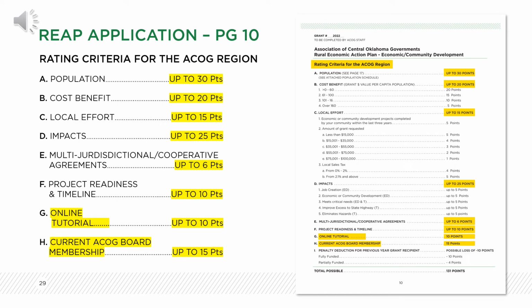Just like we did with the application proper, we also wanted to share with you our scoring rubric. Each project will be considered according to a percentage of points given for population, cost benefit, local effort, impact, the multi-jurisdictional cooperative agreements that we asked you to speak about, the project readiness and timeline, the fact that you watched this online tutorial, and also the fact that you are or are not a current board member with ACOG. We highly encourage you to become a board member with ACOG if you are not.